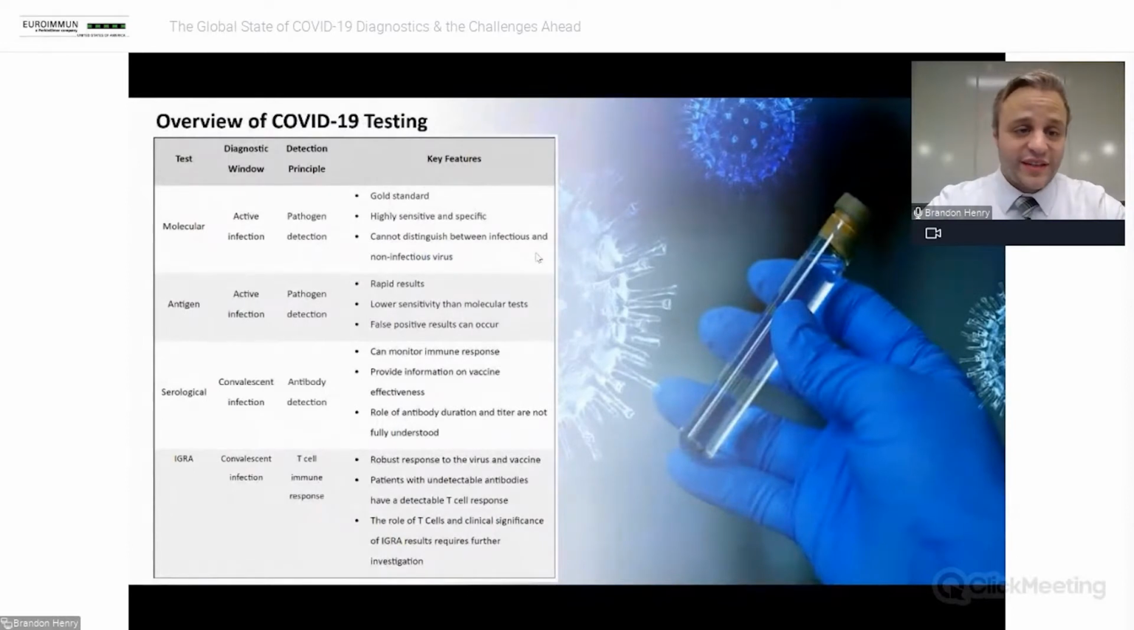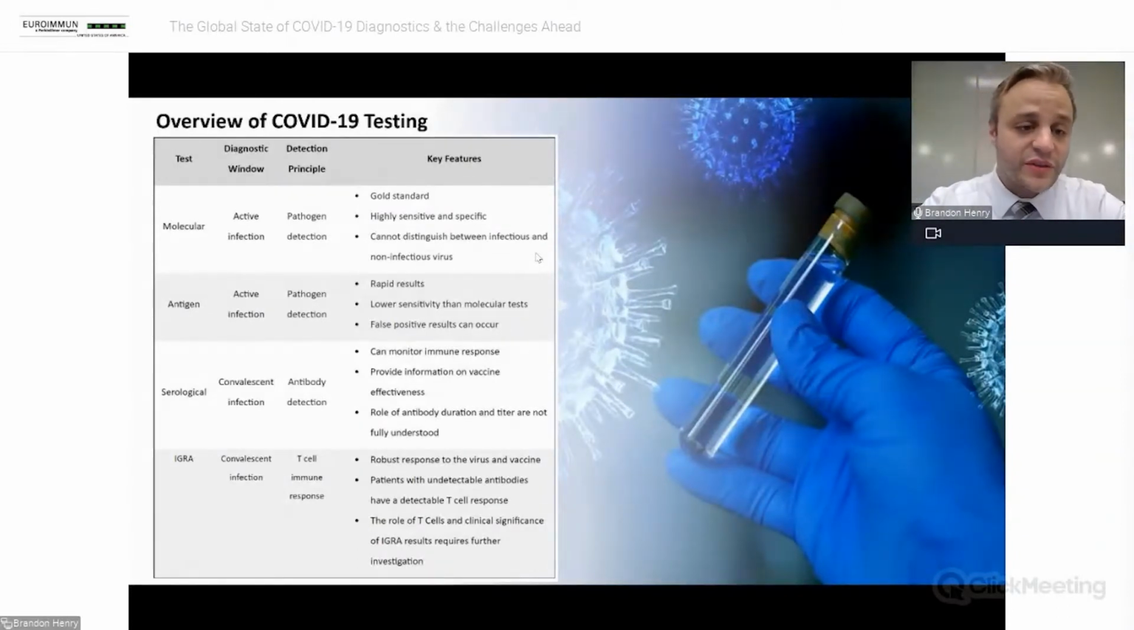We have the antigen test. These are commonly referred to as the rapid test. The diagnostic window is active infection. I was just going to highlight that usually these perform best in patients who are symptomatic. They have a slightly lower sensitivity than molecular tests, and false positive results can occur. Most of these are designed to detect the nucleocapsid protein, which is important. We'll talk a little bit about how variants impact testing in a few minutes, so keep that part in mind.